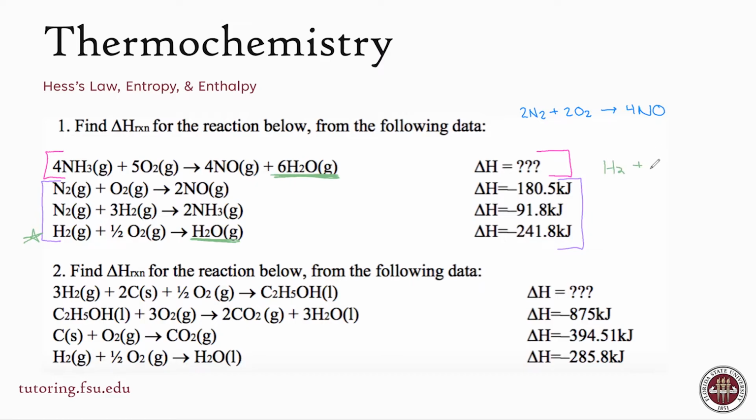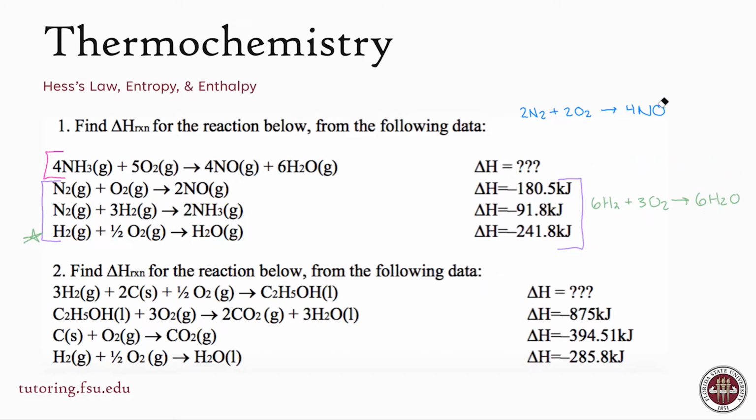So in that reaction, I have H2 plus 1/2 O2 gives me H2O. But once again, I need 6 H2Os and I only have 1, right? So I need to multiply this reaction by 6. And then I get 6H2 plus 3O2 gives me 6H2O. And now, once again, this 6 is in agreement with the 6 here. So we're good to go.